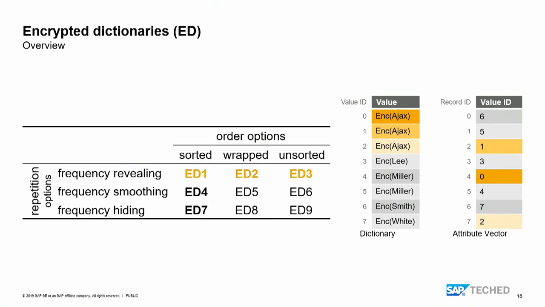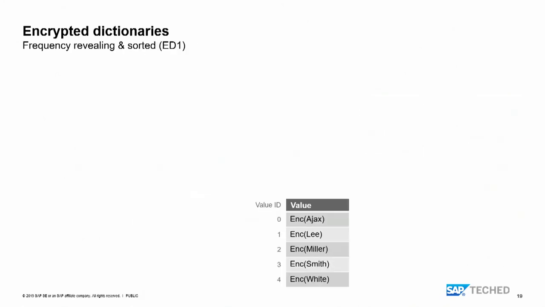In the rest of this talk, I only will talk about ED1, 2, and 3. We don't have time to talk about the rest, you can read about the details in a paper that will be published soon, hopefully. And let's now get into details of ED1 and how a search is performed there.